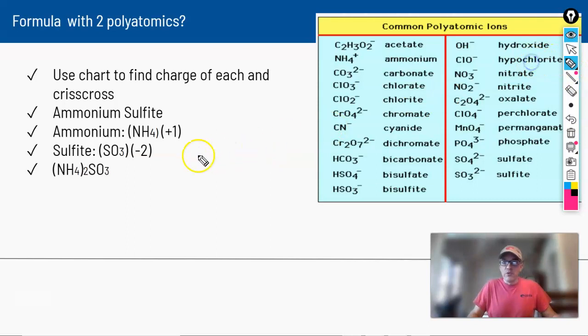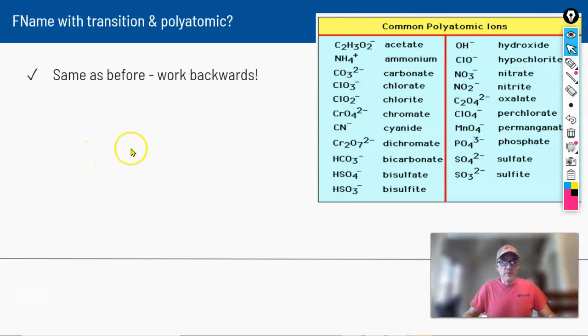If we crisscross our charges, the NH4, which would have been a +1, ends up over here. So we don't have to write anything. Sulfite's a -2. And that 2 ends up over here. So again, not doing anything new other than having a few new names here.